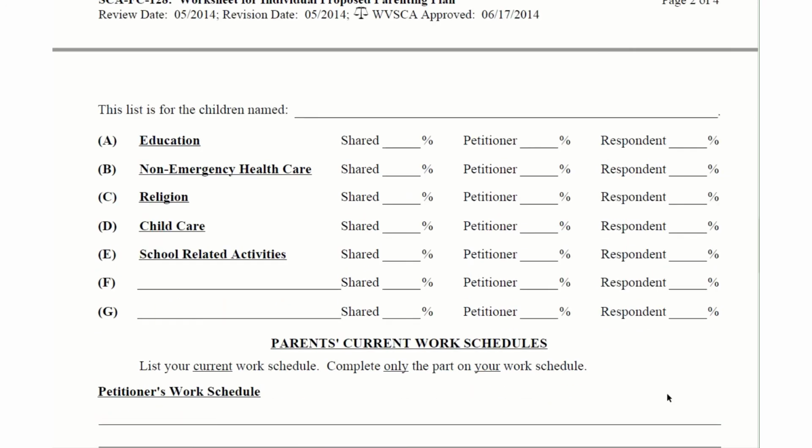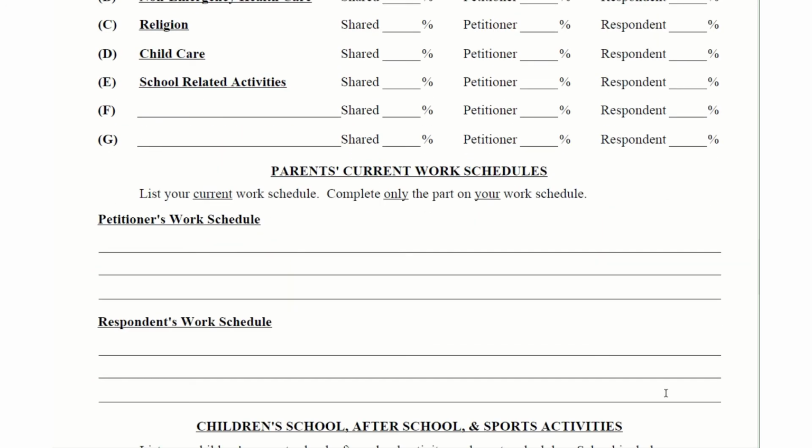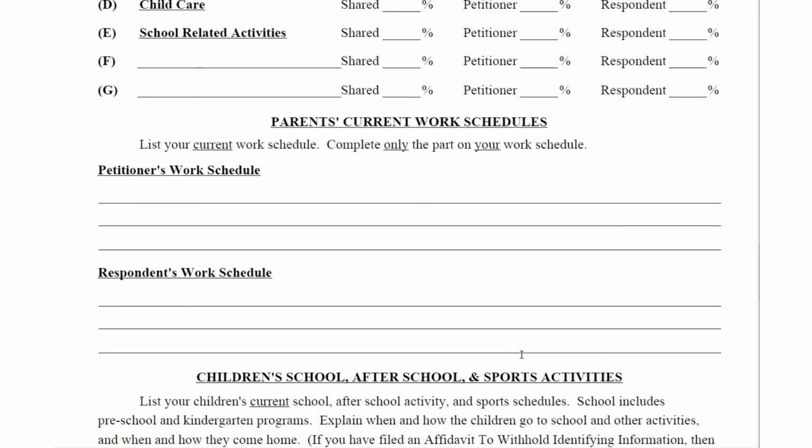If you're going to continue on page 3, the middle of page 3 asks for work schedule. So if you're the petitioner, you only need to fill out your work schedule. If you're the respondent, you only need to fill out your work schedule. You don't need to fill out information about the other party.